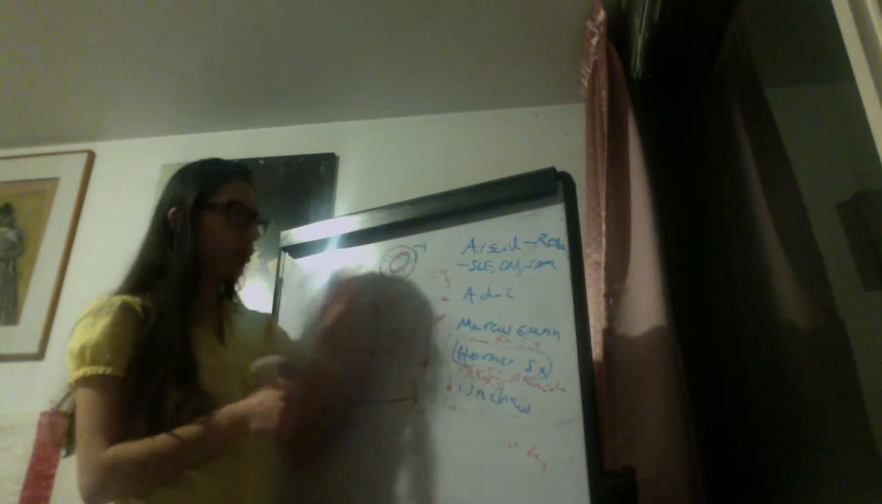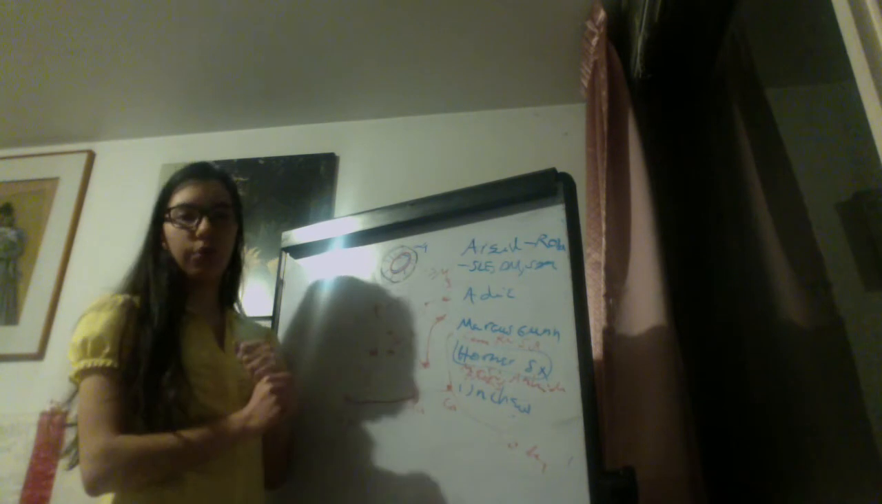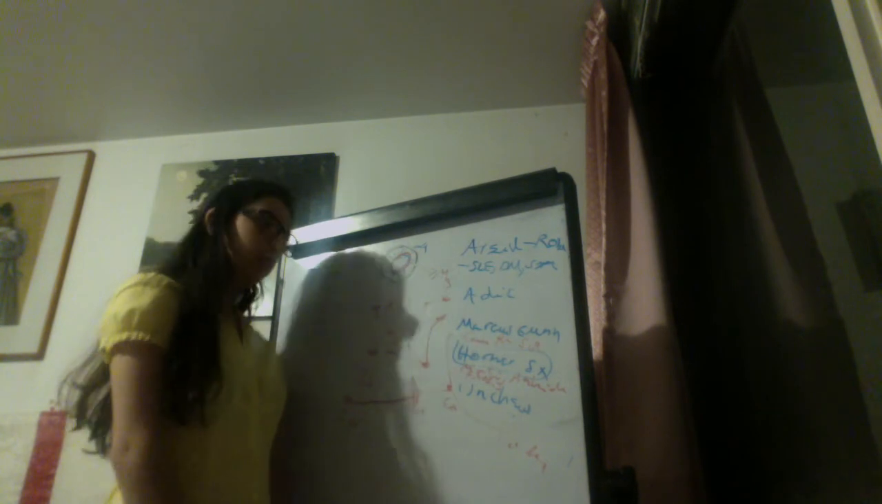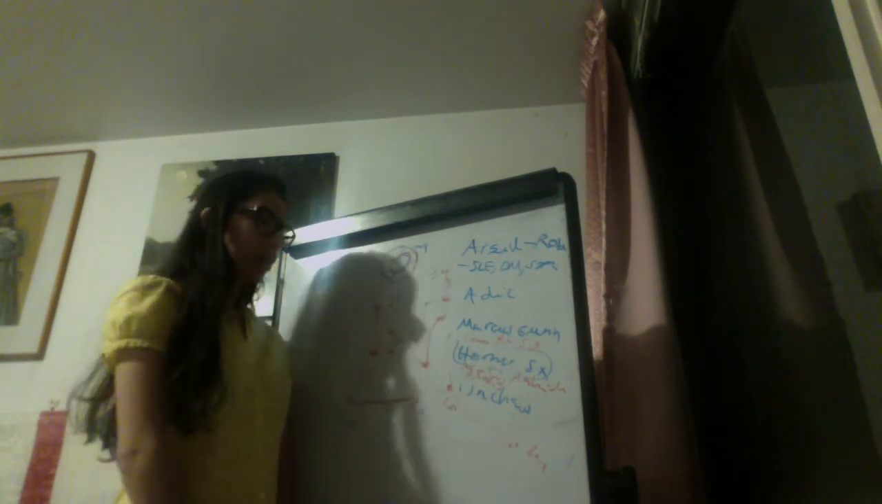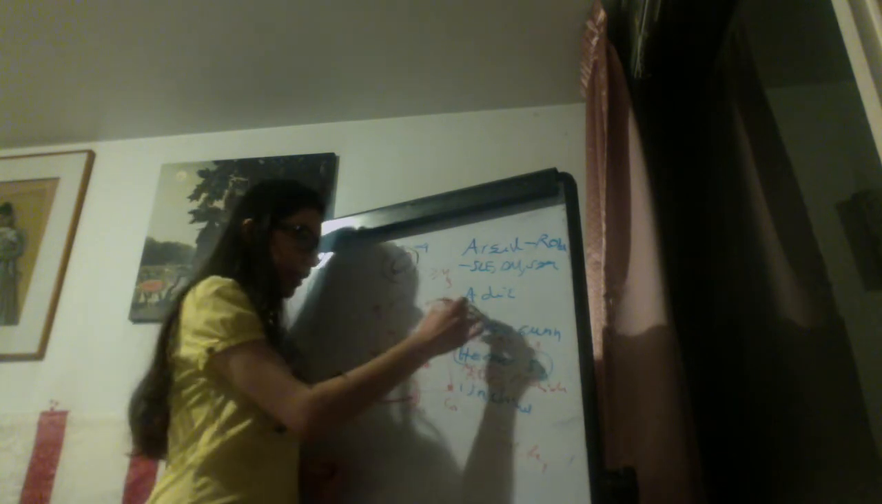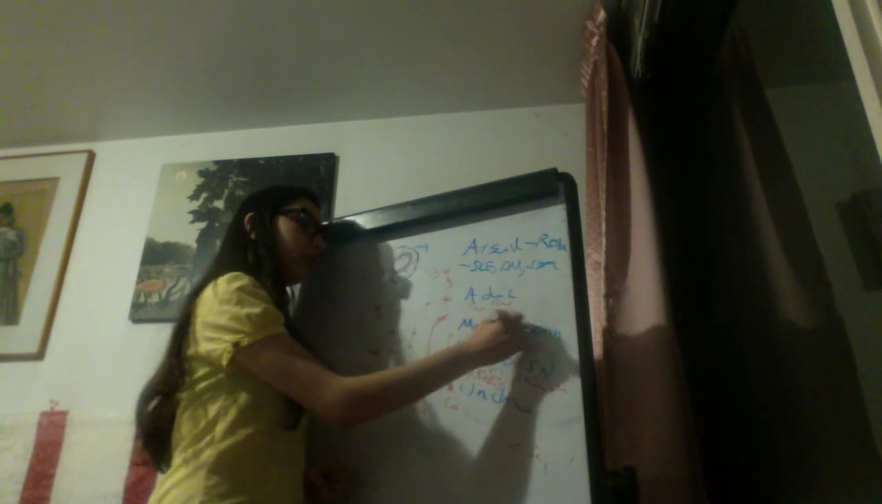Now, Argyll-Robertson pupils do not react to the pupillary light reflex, but do react to accommodation. And we will see this kind of pupils in lupus, diabetes mellitus, and syphilis. Now, there are the tonic pupils. These are pupils that react slightly to the pupillary reflex, but better to accommodation.